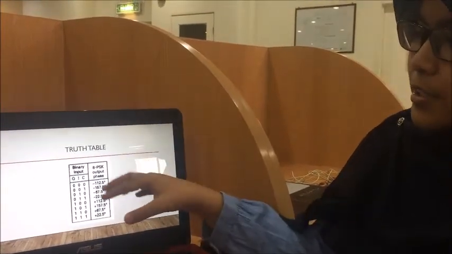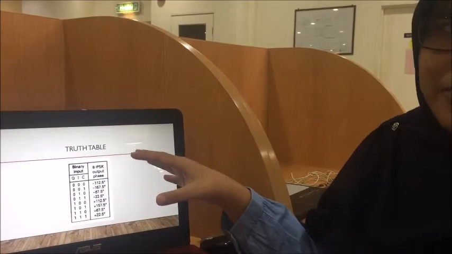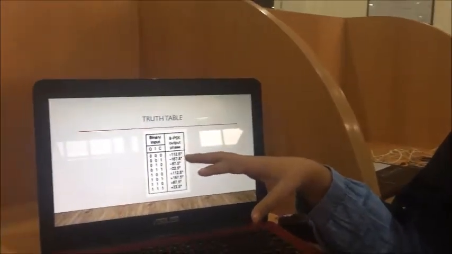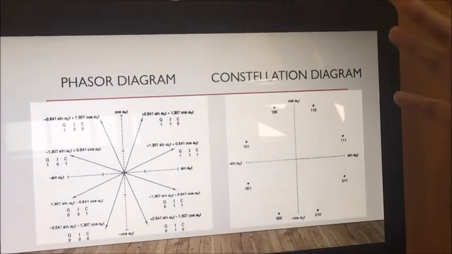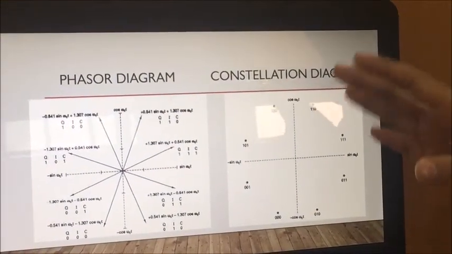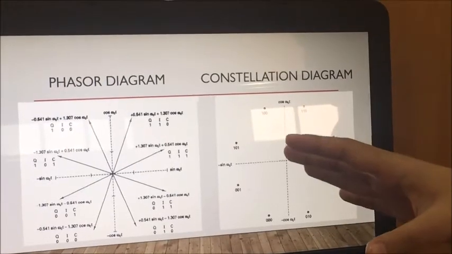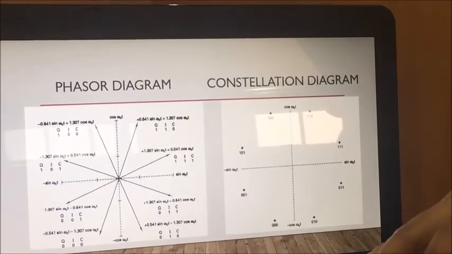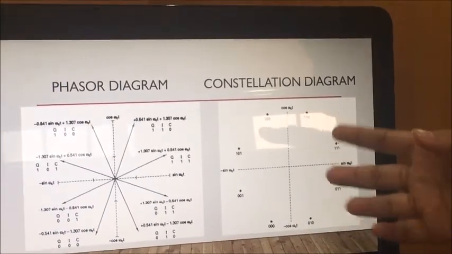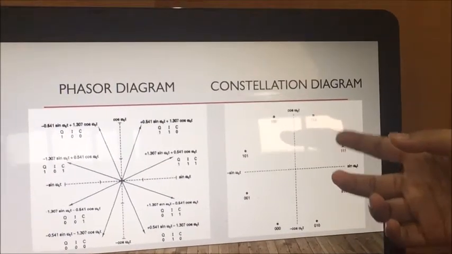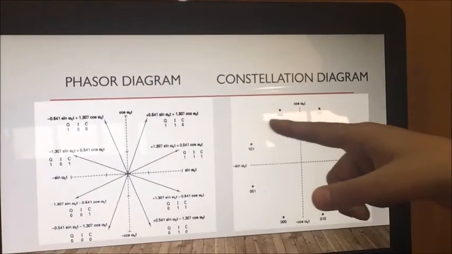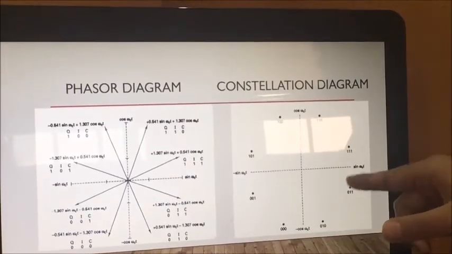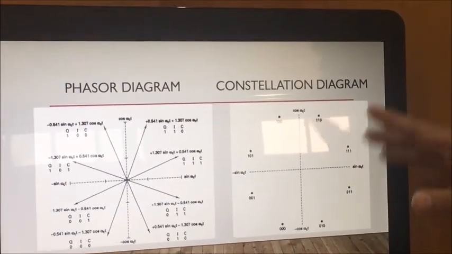Okay, this truth table was gained from the previous calculation that has been shown. After that, the phasor diagram was produced from the truth table and the calculation. And then there is a constellation diagram, which is simplified from this phasor diagram. We just get these values of bits.